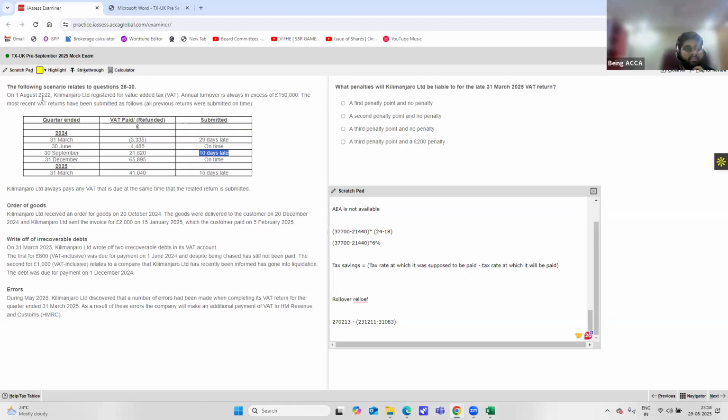Okay. Now, on 1st August 2022, so here, order of goods. Kilimanjaro received an order for goods on 20th October 2024. The goods were delivered to the customer on 28th December 2024. And Kilimanjaro Limited sent an invoice on 15th January 2025, which the customer paid on 5th February 2025. Okay, there are a lot of dates to remember. So probably this will be asking about the tax point.